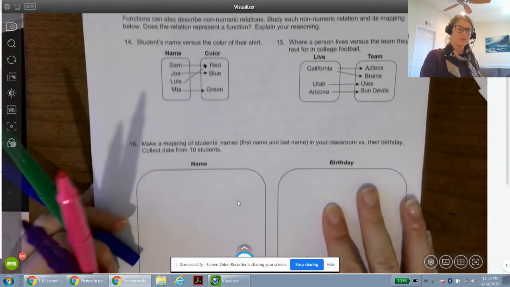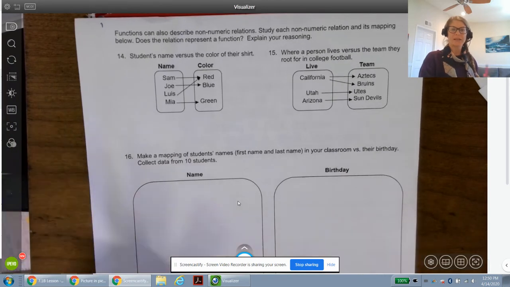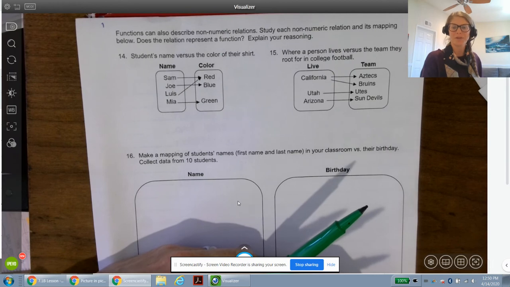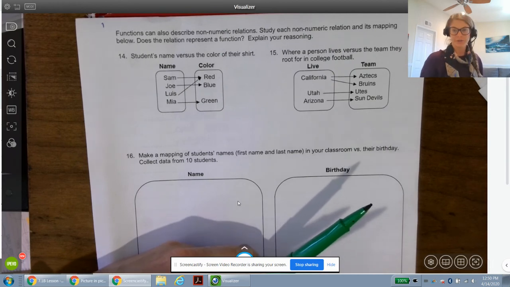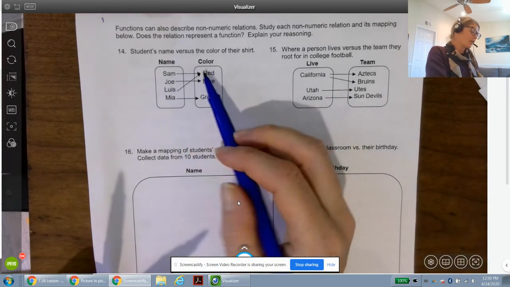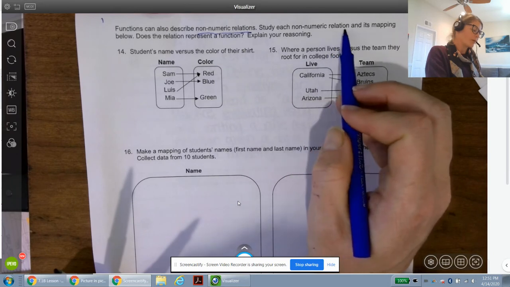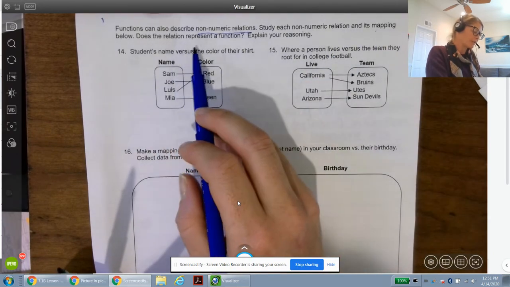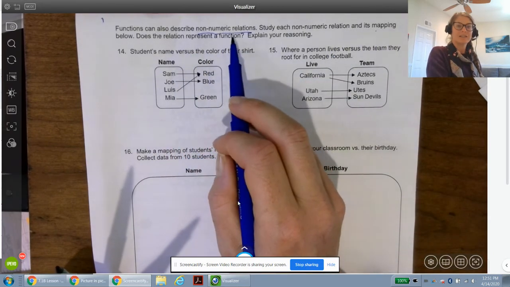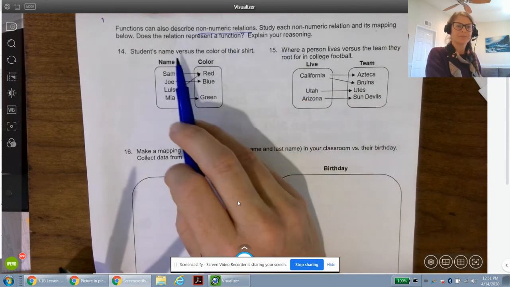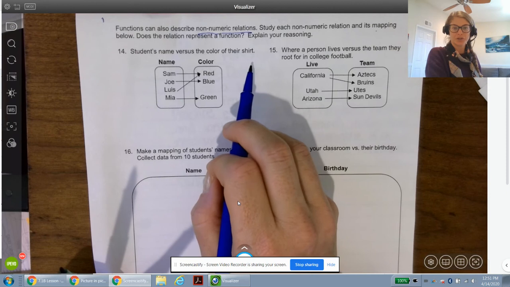Okay, so these are another way we can show mappings. Mappings can be just with numbers, or we can actually use categories, which is really cool to use qualitative versus quantitative data here to look at our functions. So functions can also describe non-numeric relations. Study each non-numeric relation and its mapping below. Does the relation represent a function? Does each input only have one output? Explain your reasoning.